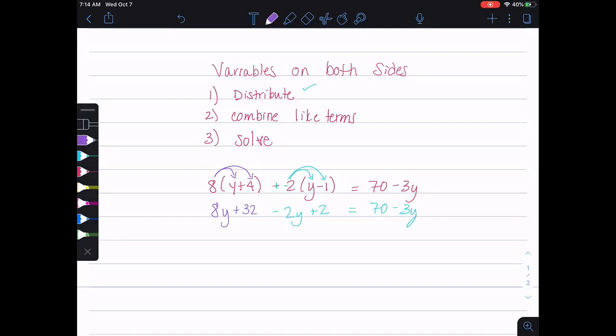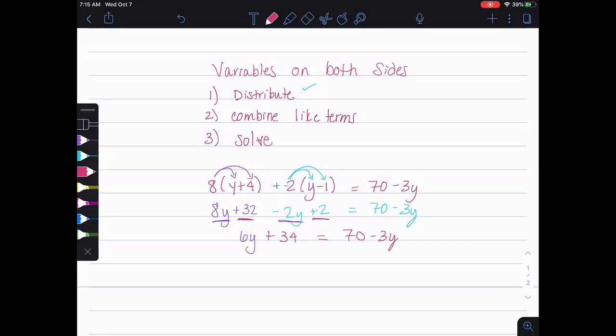Well, I'm going to do this in one of two ways. The first thing that I'm going to do is combine on my left-hand side. So I'm going to put my y's together. I'm going to put my numbers together. So when I combine my y's, this will give me 6y. When I combine my numbers, this will give me plus 34. It's still equal to 70 minus 3y.